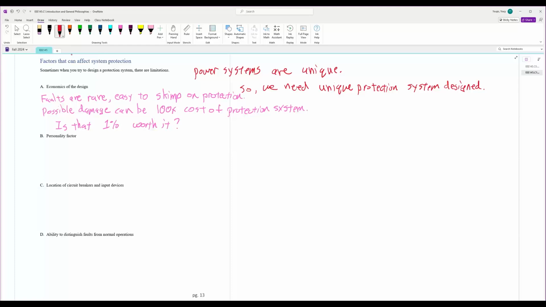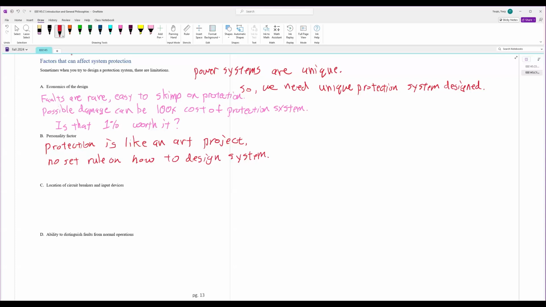Now, another one is the personality factor. So I like to say protection is like an art project. We say that because when you design a system, unfortunately, there's no set rule on how to design a system. Meaning I could design a system that works adequately. You could design a system that's different, that does the same thing. A third person can do it. And then the client will choose whichever one he feels is better or the cheapest. So there's always that personality factor involved.